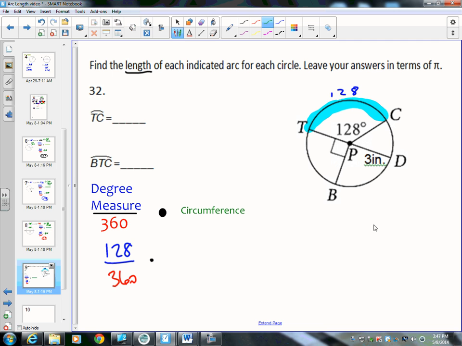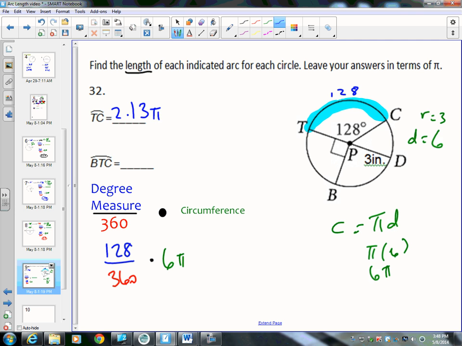We divide it by 360, and we multiply by the circumference. The circumference is pi times diameter. Our diameter in this case, well, we know that from the center point P to the point D on the circle, P to D is 3, and that's what we call the radius. If the radius is 3, that means the diameter is twice as much, which is 6. 6 times pi is 6 pi. So we end up getting 128 divided by 360, multiply that by 6, leave in terms of pi, and we get 2.13 pi.